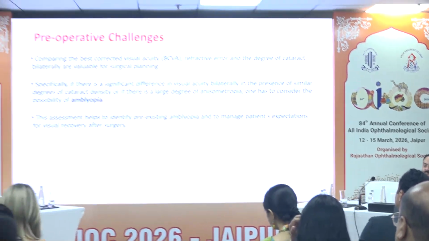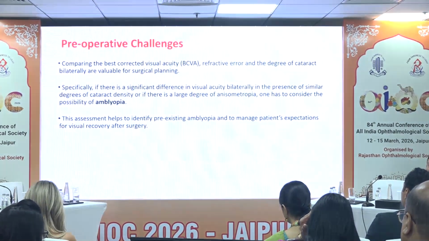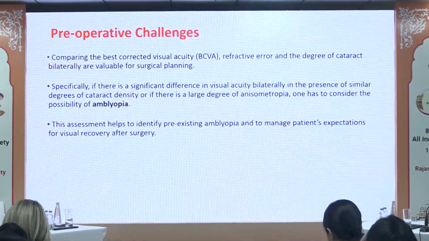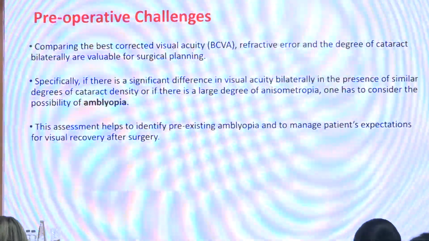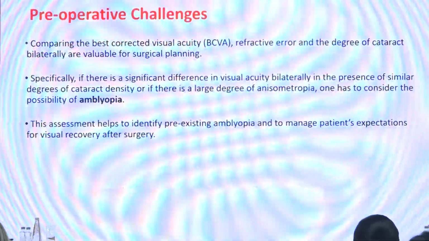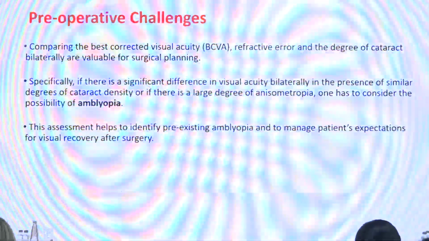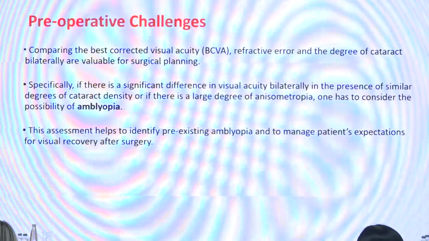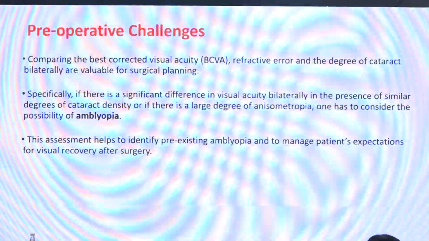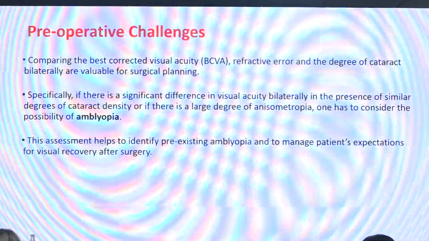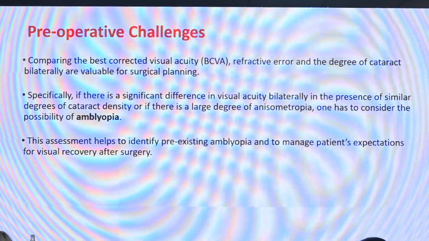So coming to the preoperative challenges, comparing the best corrected visual acuity, refractive error and degree of cataract is very valuable for surgical planning. Specifically, if there is a significant difference in visual acuity bilaterally in the presence of a similar degree of cataract, or if there is a large degree of anisometropia, one has to consider the possibility of amblyopia. This becomes important because this assessment helps to identify pre-existing amblyopia, which is very common in hyperopic patients, and you can manage the patient's expectations for visual recovery after surgery, and also you can plan whether to put a premium IOL or not.